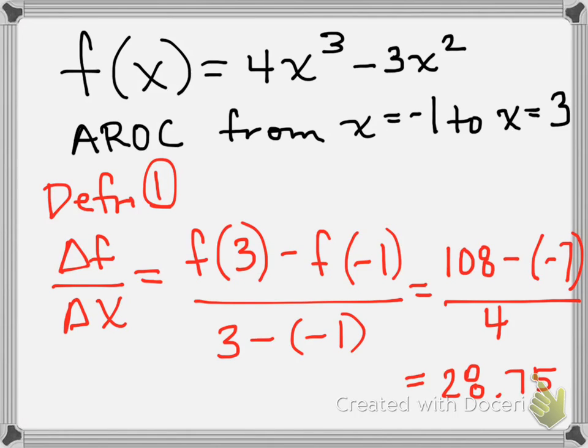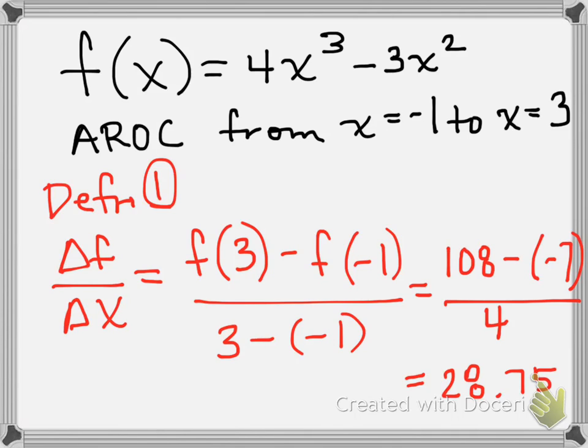So you might quiz yourself right now and ask, what does that mean about the graph? I'm going to tell you, but pause it if you haven't thought about it already. Remember, if I draw the points on the graph of f between x equals -1 and x equals 3, and draw the line between those 2 points, 28.75 will be the slope of the line. So that's a pretty steep slope.